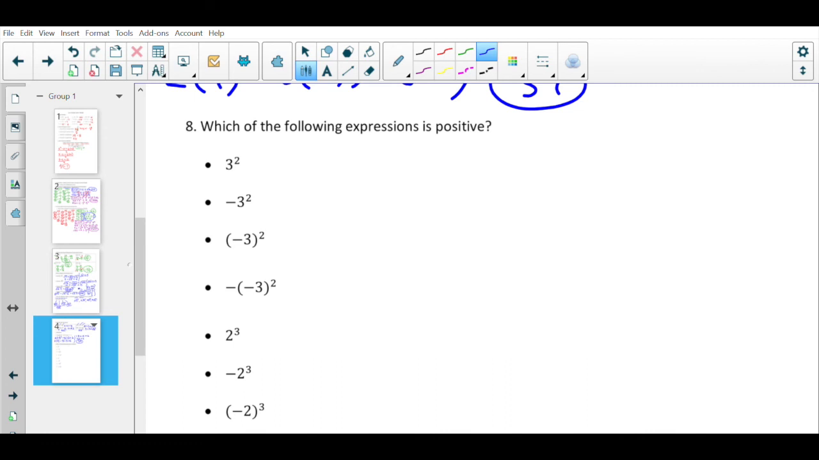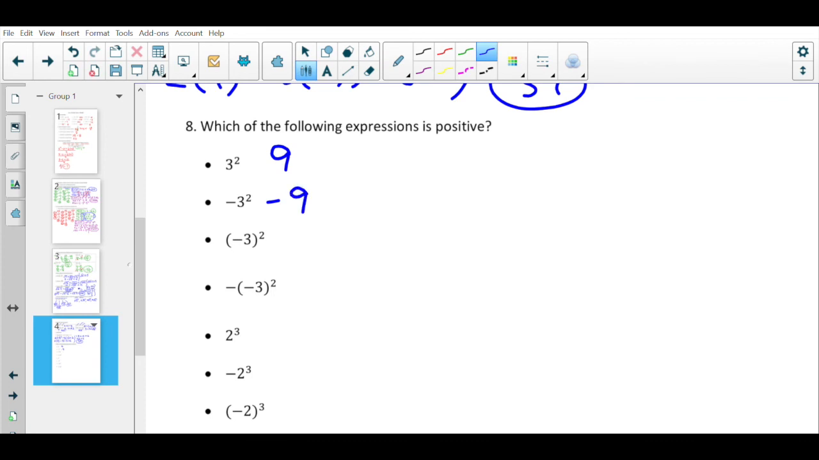Alright, let's do this. 3 squared, that is just 9. Negative 3 squared. Remember, what's that exponent attached to? It's attached to the number 3. It is not attached to that negative sign, or the negative 1. So that is negative 9. Sorry, let me just do this so we're not confused here. So that's 9. This is negative 9.